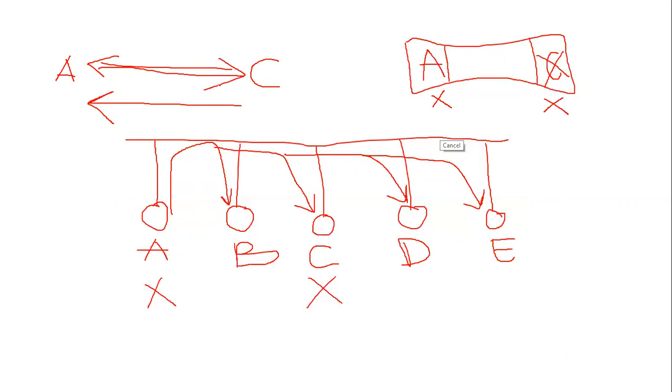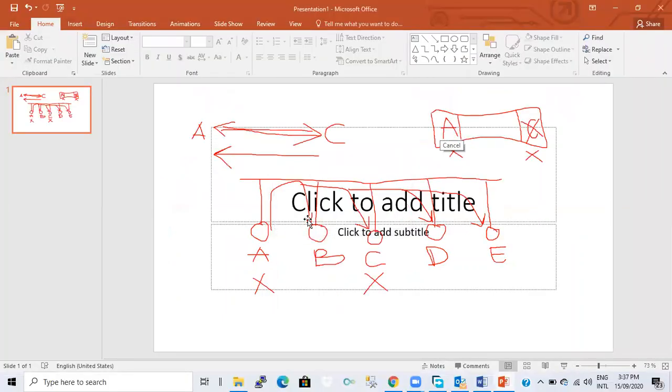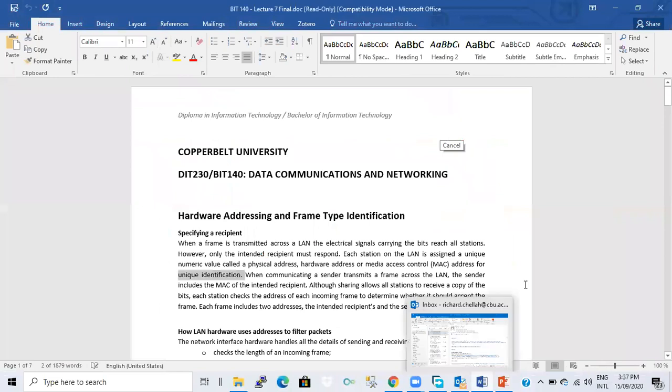So it's two-way. Both the sender and receiver should be able to interact. That's the more reason you have these two addresses: the sender's address as well as the receiver's address. Immediately you send to this computer, it is supposed to respond, and then communication has taken place. Okay. So each frame, and remember a frame is found at the data link layer, has two addresses, one for the sender and the other for the receiver.